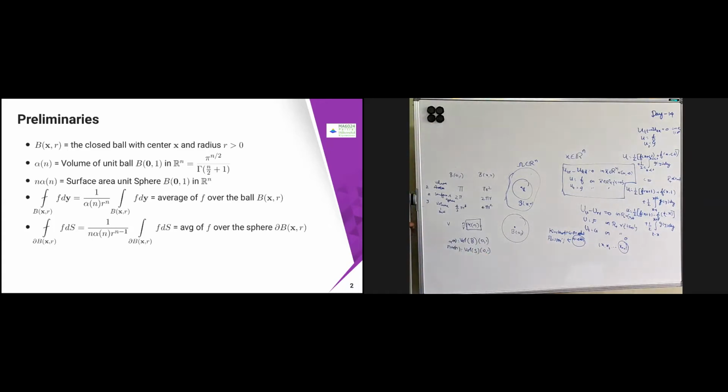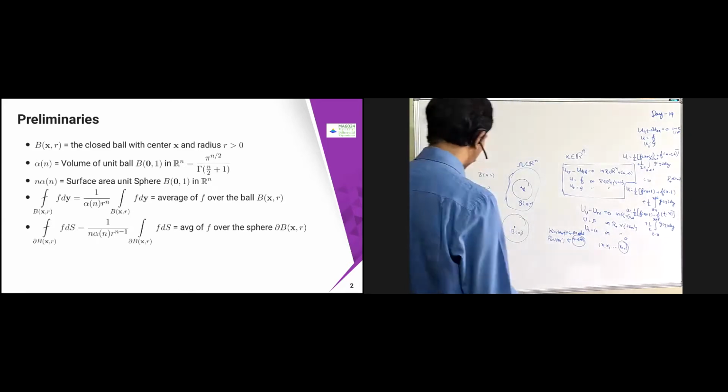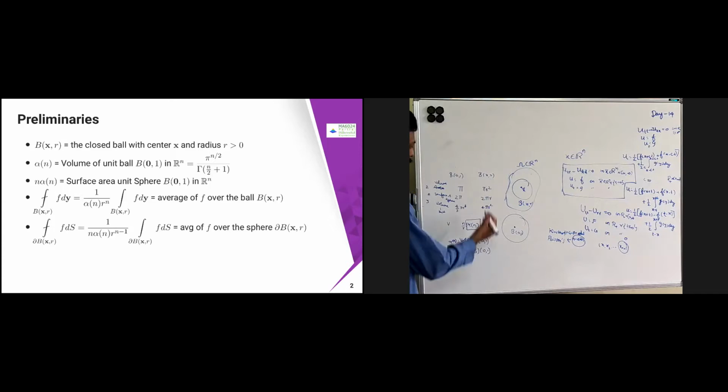Now if I translate it to B of x comma r, you can see that the volume of B of x comma r is going to be alpha n multiplied by r power n. And for the sphere, the power is one less. Whatever the dimension, that power will be there. This is volume.